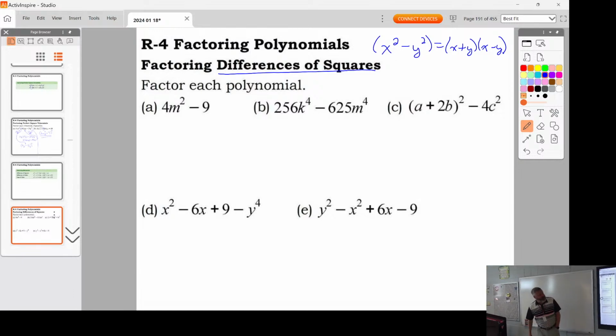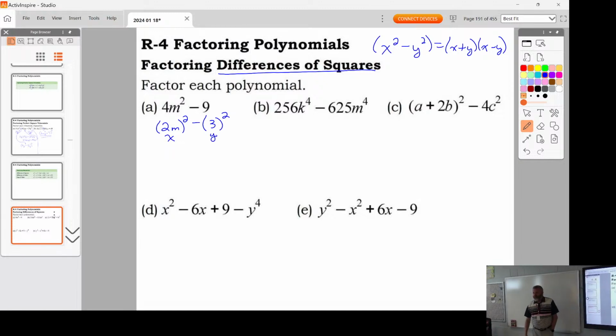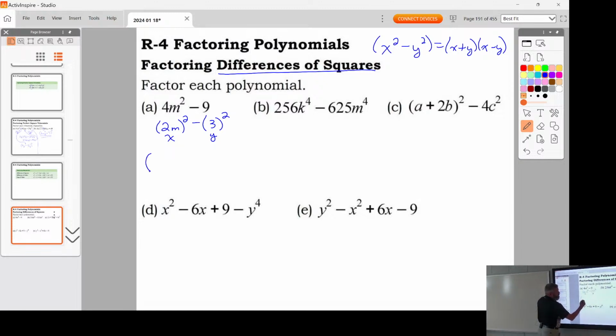What do you square to get 4m squared? So this is 2m squared minus, and what do you square to get 9? 3. Which means 2m is my x and 3 is my y, and I apply the formula. You don't have to write all this down, I'm just being detailed. What does this factor into? Piece of cake.